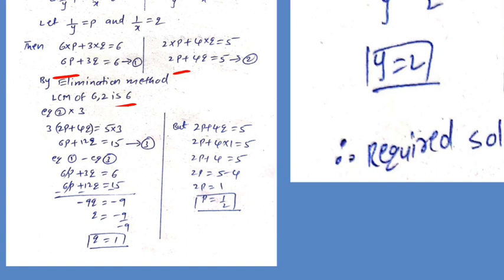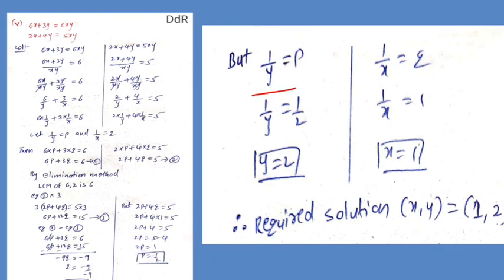But we require x and y answers. To get the x and y answers, see here, at the beginning we took 1 by y equals p and 1 by x equals q. So 1 by y equals p, which is 1 by 2. Then do cross multiplication, y value is 2. Next 1 by x equals q, but the q value is 1, so 1 by x equals 1, then x equals 1. So our required solution x comma y is equal to 1 comma 2.